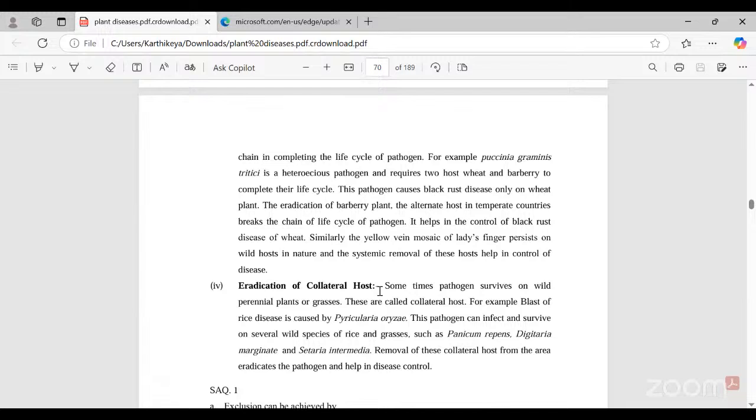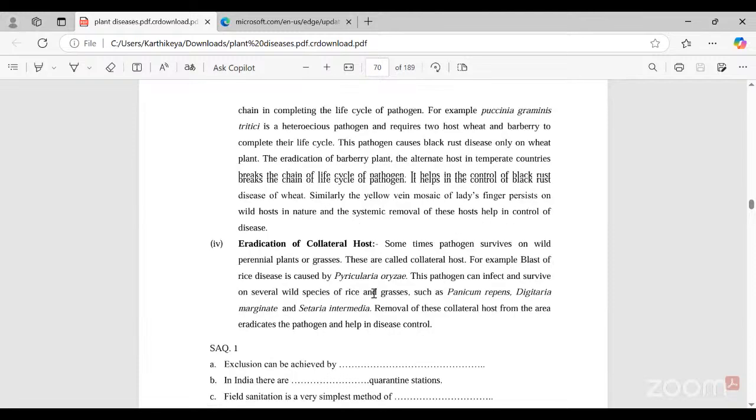The eradication of the alternate host in temperate countries breaks the chain of the life cycle of the pathogen. It helps in the control of black rust disease of wheat. Similarly, the yellow vein mosaic of lady's finger persists on wild hosts in nature, and the systematic removal of these hosts helps in the control of the disease.